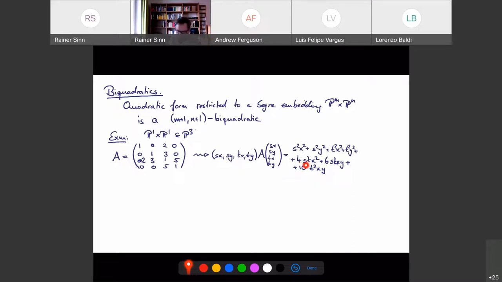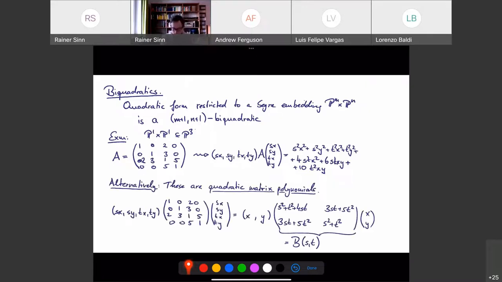This is degree 2 in S and T and degree 2 in X and Y. This 3 here makes a 6, so this is the 2/3 entry, so it makes this times this, STXY, degree 2 in S and T, degree 2 in X and Y. And this 5 makes 3/4, makes the product of this and this monomial, which is t squared x. Okay, so this is a biquadratic. So it's a quadratic form restricted to a Segre embedding.